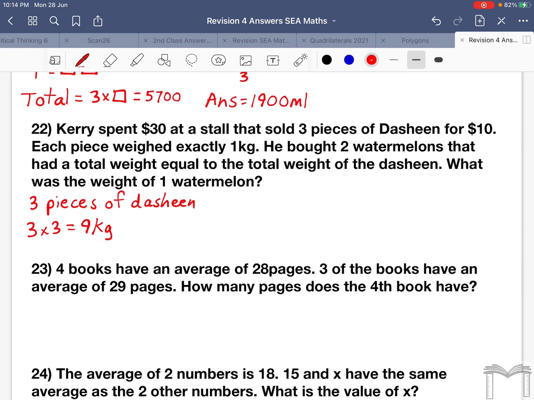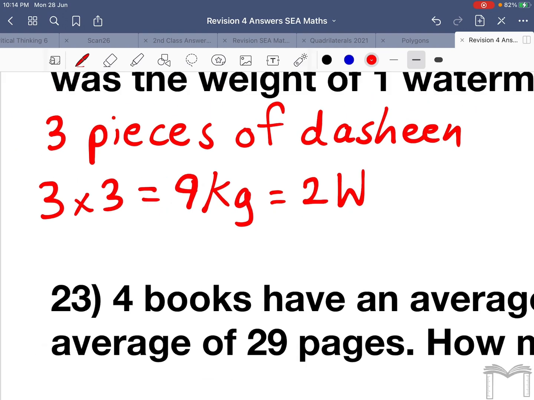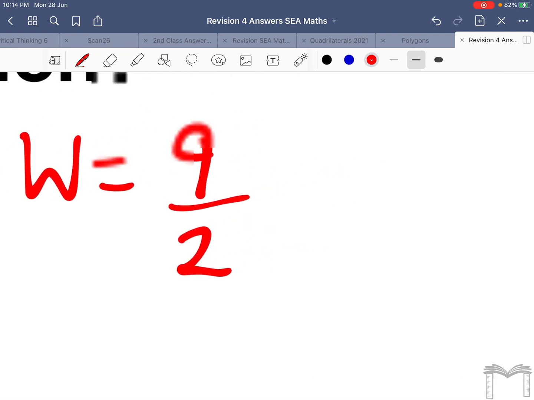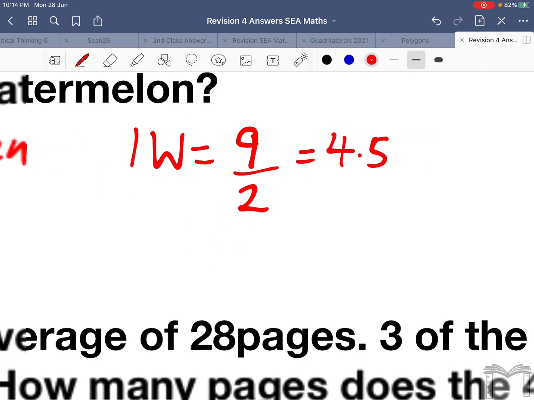He bought 2 watermelons that is equal in weight to the dasheen. So 9 kilograms is equal to 2 watermelons. Let's put W for watermelon. So 1 watermelon would be equal to 9 kilograms divided by 2. So that will be 4.5 kilograms.